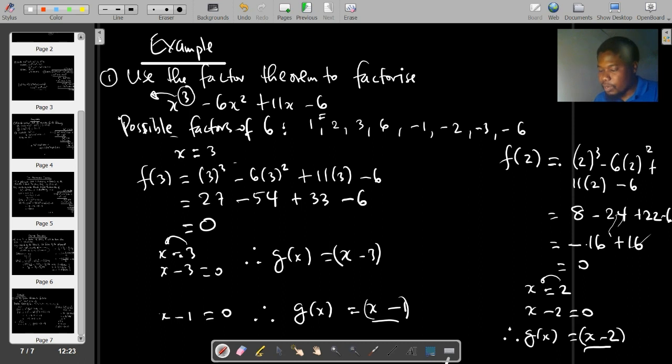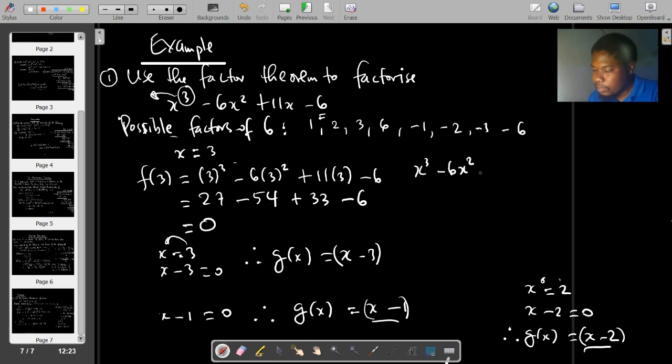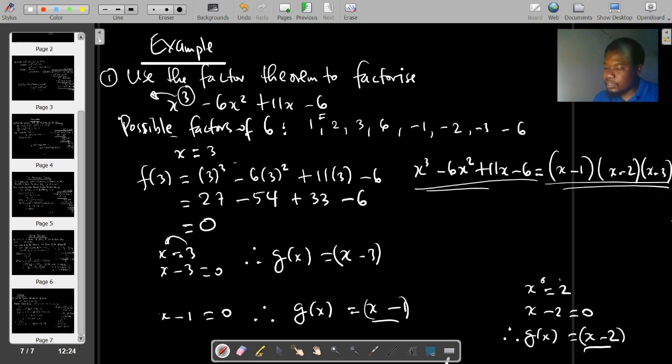So those are the factors of this one. How do we show our factorization? We'll show it this way. I hope you're able to follow this. So x to the power 3 minus 6x squared plus 11x minus 6 is equal to x minus 1 multiplied by x minus 2 multiplied by x minus 3. If you expand this, it should give you that. That's how we've factorized it.